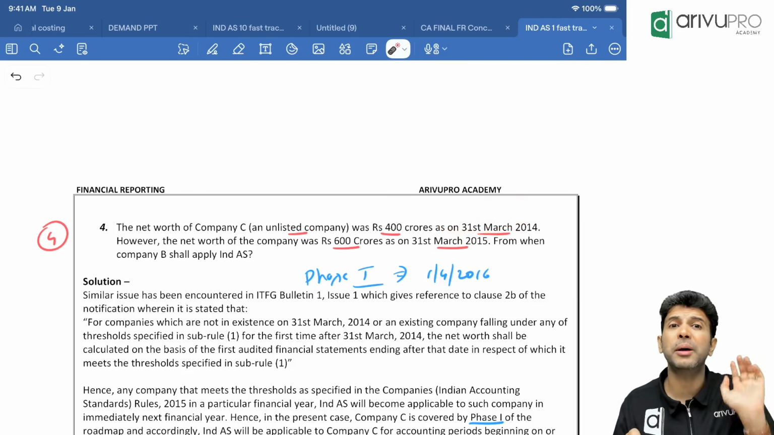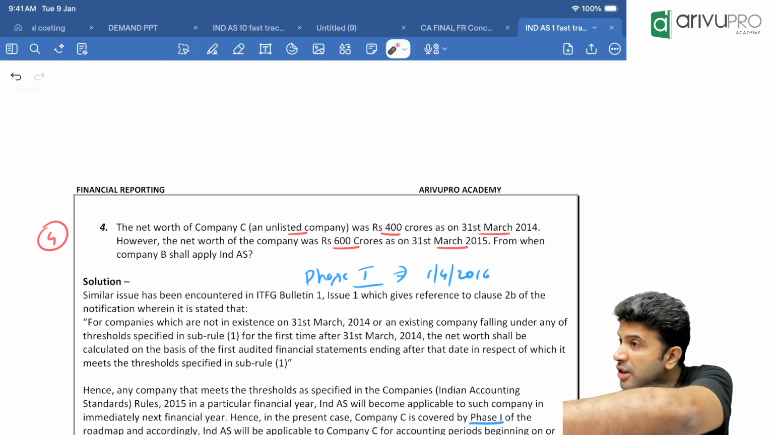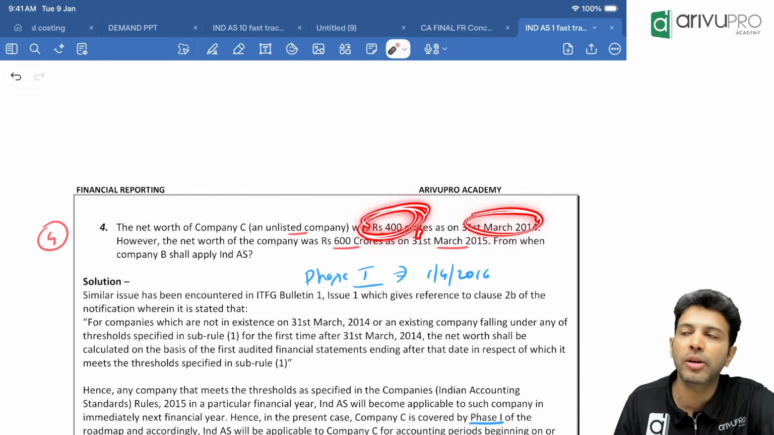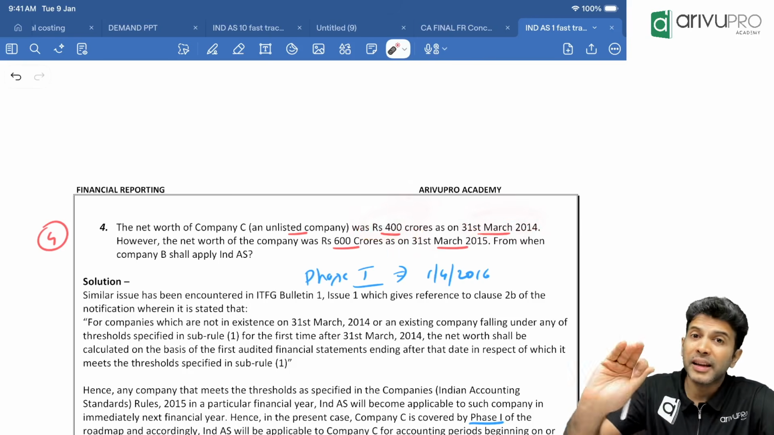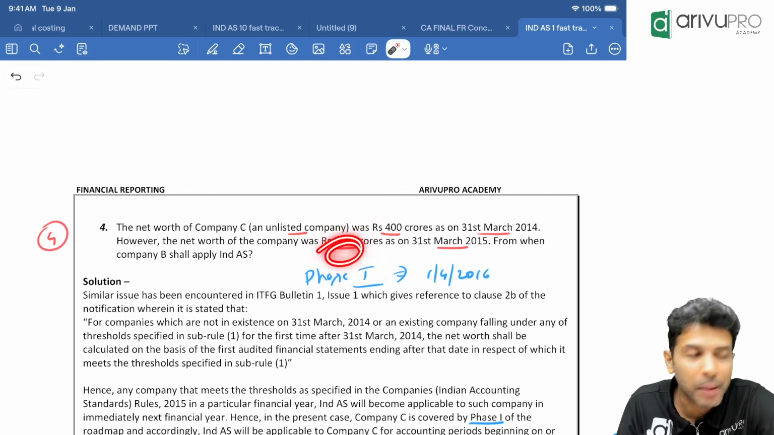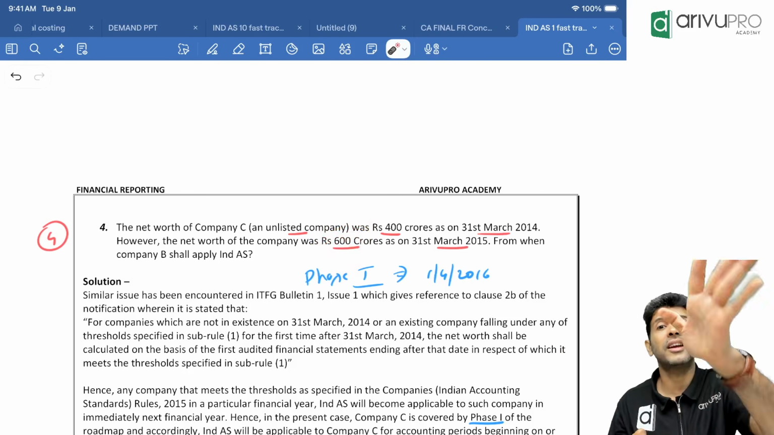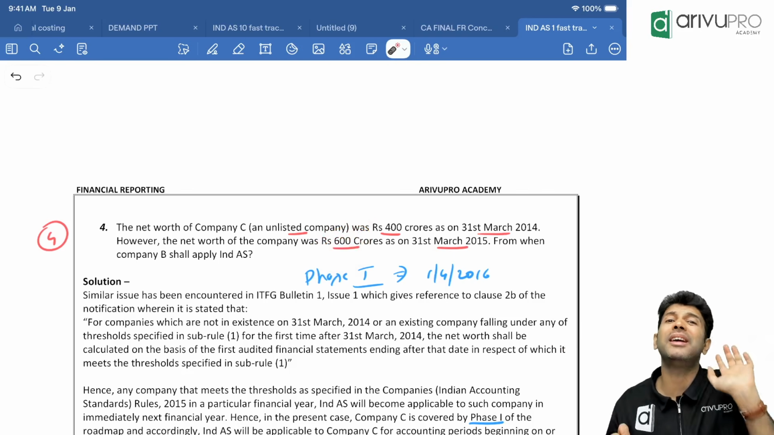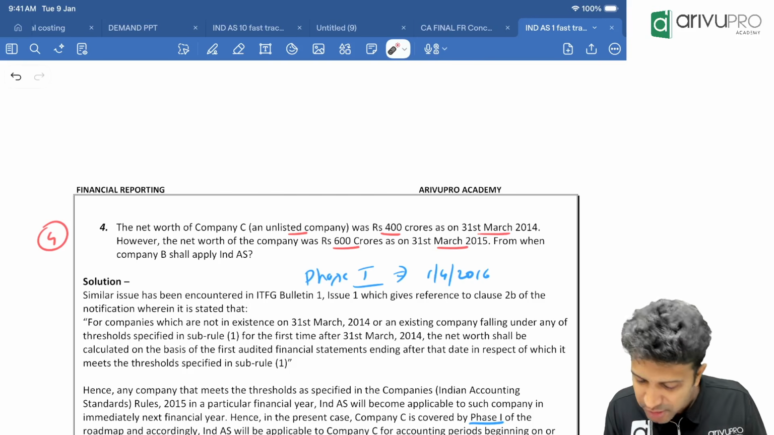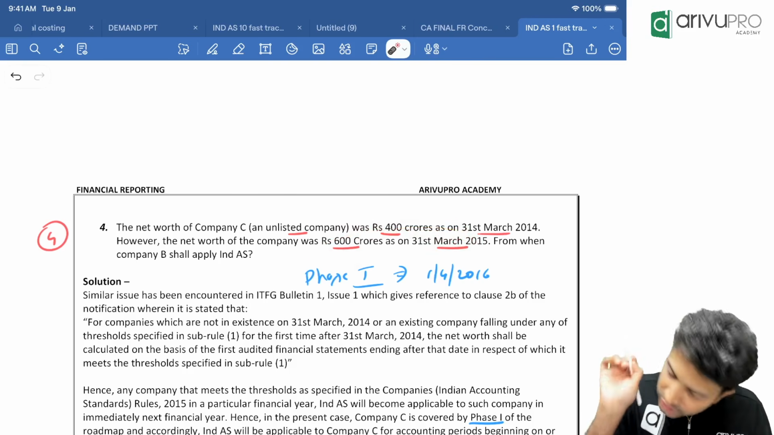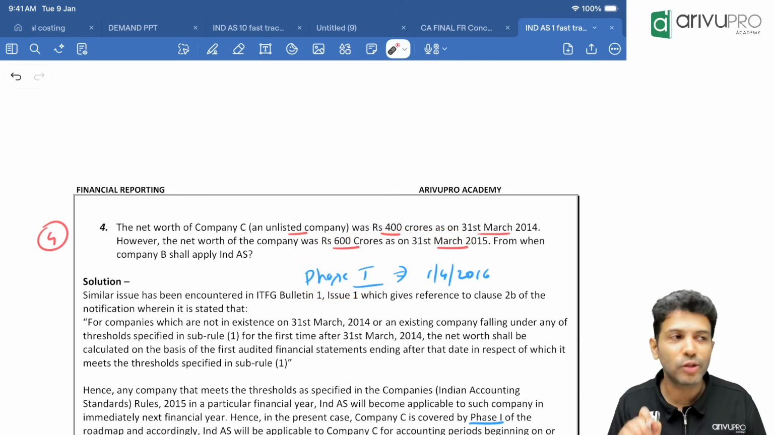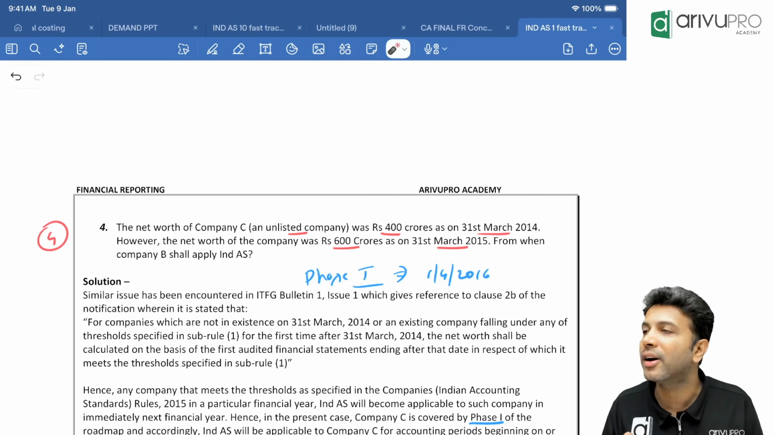Because for a phase 1 company, you check the limit on 31st March 2014. On 31st March 2014, did you cross 500 crores or more? No. All right. But immediately next year, you crossed 500 crores and became 600 crore. No, this was a clarification given by ICAI. First time Ind AS is applicable on what day? 1st April 2016. Immediately before that, you satisfied. No, this also will come under phase 1. They've given a clarification that it will come under phase 1 only.